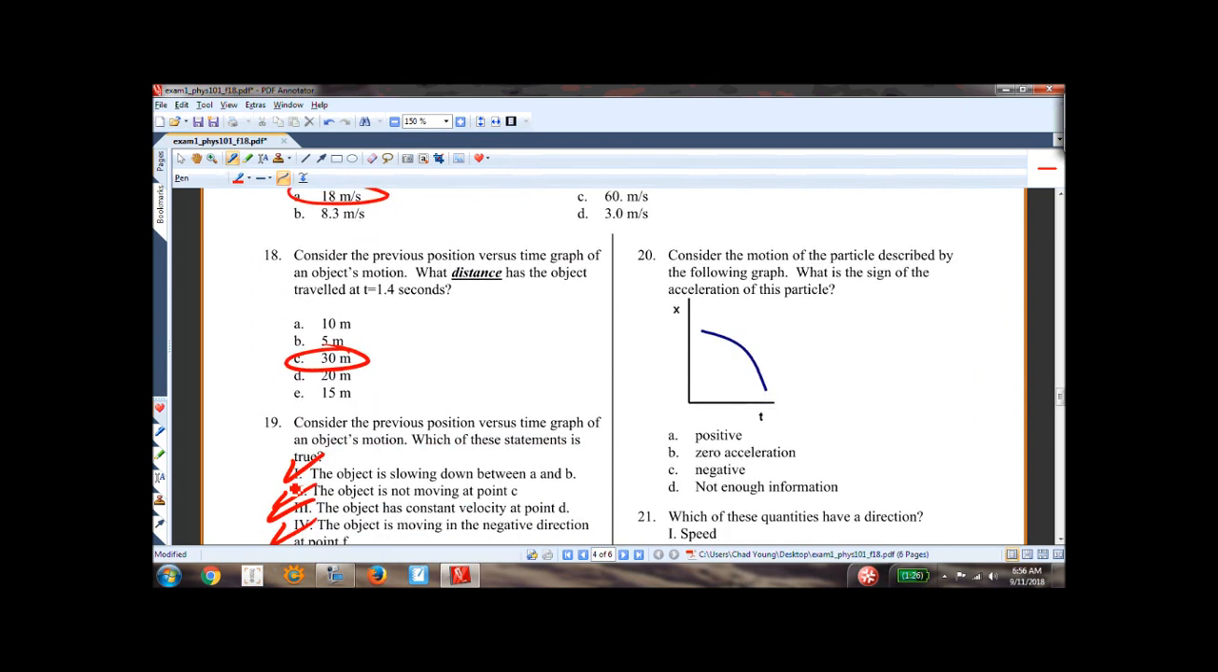All right, consider the motion of this particle. What is the sign of the acceleration? Okay, well, first we need to ask ourselves, what is the sign of the velocity? It has a negative velocity. And is the velocity increasing or decreasing, or is the speed increasing? It has an increasing speed. Because it has an increasing speed, the acceleration must be in the same direction as the velocity. So it has a negative acceleration. So C is number 20.